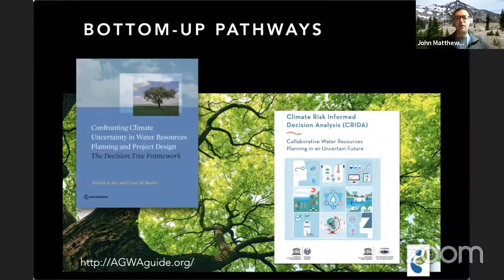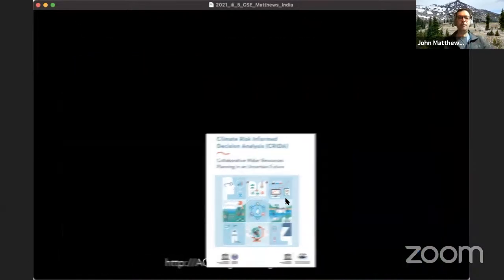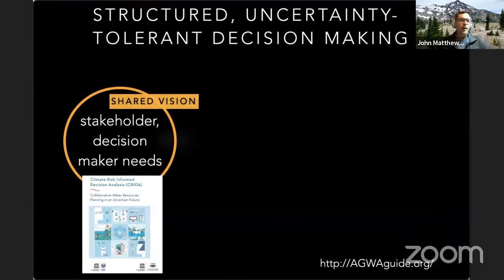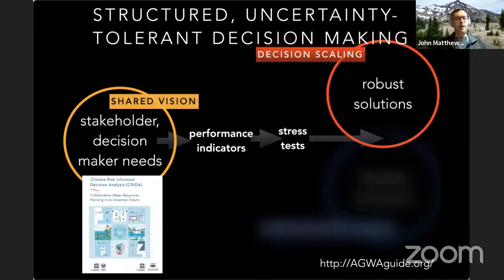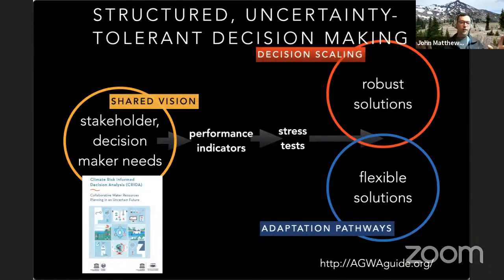I'm going to spend the rest of the time talking about CRIDA, which is climate risk informed decision analysis. Ott and I are two of the lead authors on CRIDA. It was published by UNESCO in 2018, and you can download that at the URL that's listed here. So CRIDA, I believe, represents a pretty dramatic shift from how we have thought about water decision making, and tries to take the broad concept of bottom-up decision making and make it into more of a recipe of a defined process that we can follow.